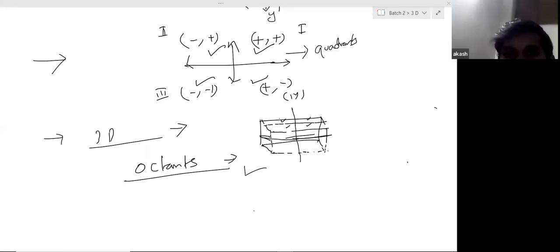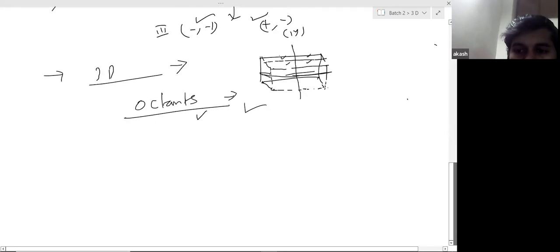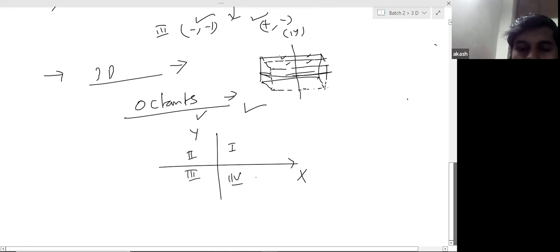Okay, in the last class we started 3D geometry. I told you about octants, right? In 2D geometry, we had an x-axis and a y-axis, so we had 4 quadrants. It divided the whole plane into 4 parts. This is first, this is second, this is third, and this is fourth quadrant, right?